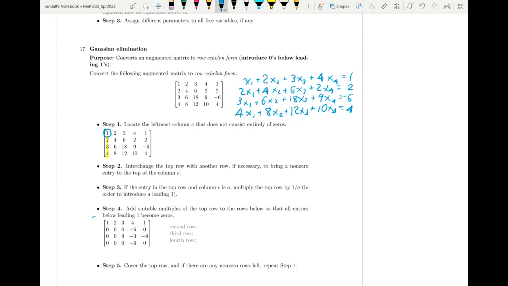Let me just make it here. So I've made those terms 0. You can see what we did. I'll just fill in this statement here. What did we do to the second row?